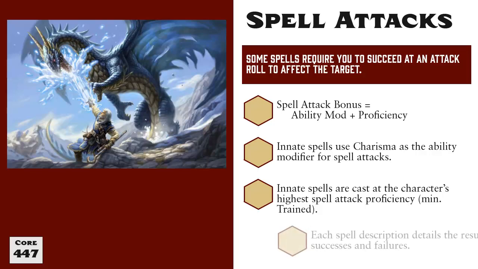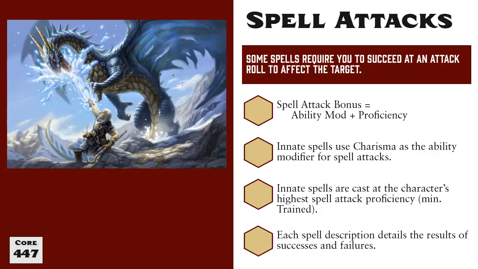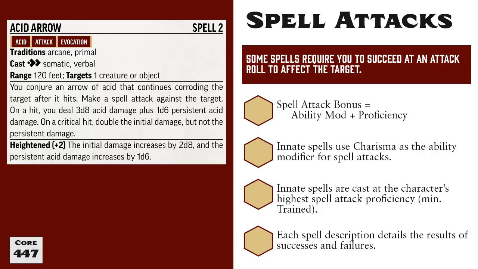Each spell will detail what happens on a hit or miss. For example, Acid Arrow deals 3d8 acid damage plus 1d6 persistent acid damage on a hit. On a critical hit, you double the initial 3d8 damage, but not the persistent damage, and nothing happens on a failure or a critical failure.